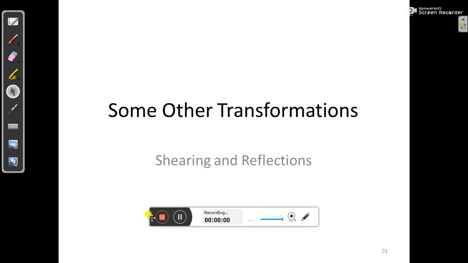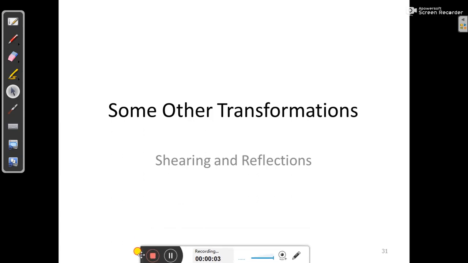Hello student, in this video I am going to discuss a very basic topic about transformation, that is shearing and reflection. We have discussed lots of things regarding the transformations of 2D objects, their equations, their process, and about composite transformations. All those things have been discussed till now, and this is the last topic regarding transformation in 2D, two dimension, about shearing and reflection.